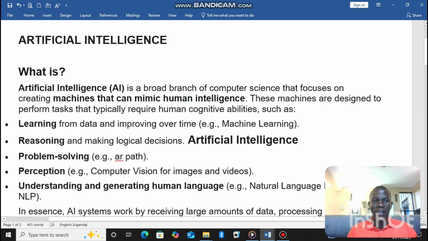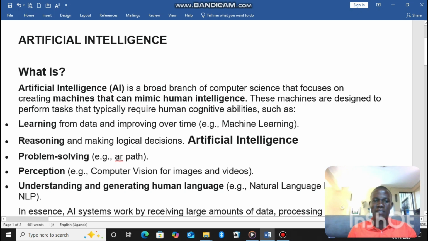In this new method of learning, I believe we are going to share a lot as I handle this other aspect, which is artificial intelligence. Briefly, before we look at its uses, and maybe the disadvantages, we all need to understand what artificial intelligence is. As you can see from what I've generated here, artificial intelligence, also shortened as AI, is a broad branch of computer science that focuses on creating machines that can mimic human intelligence.